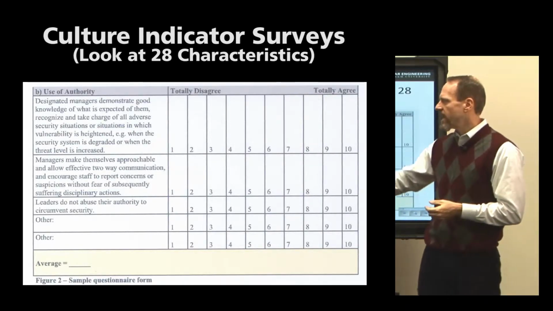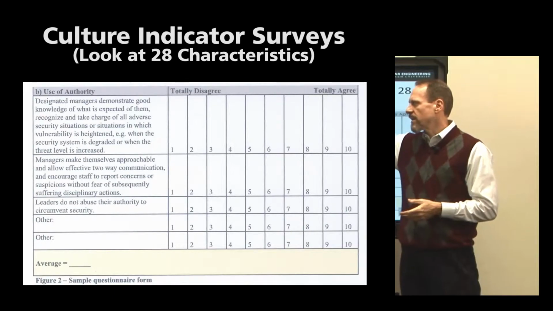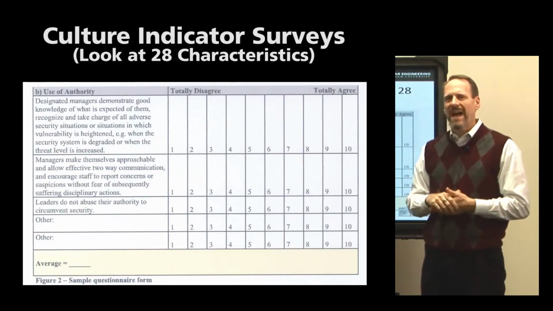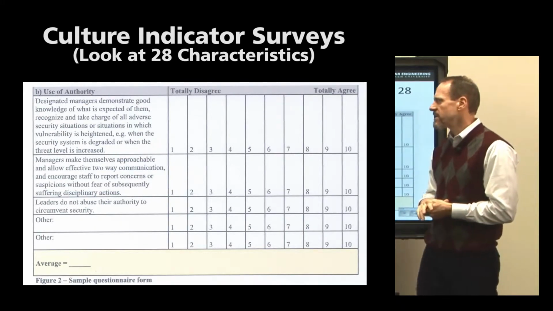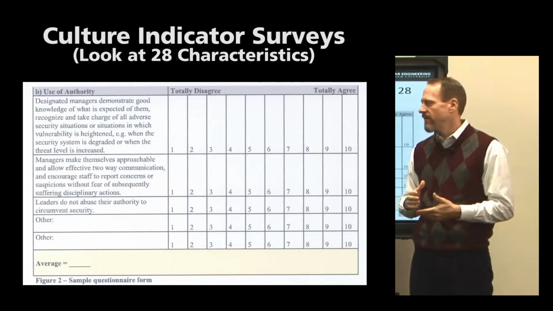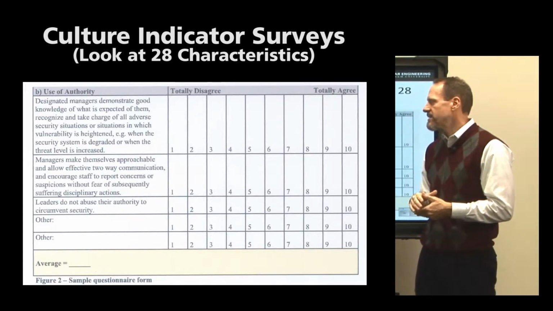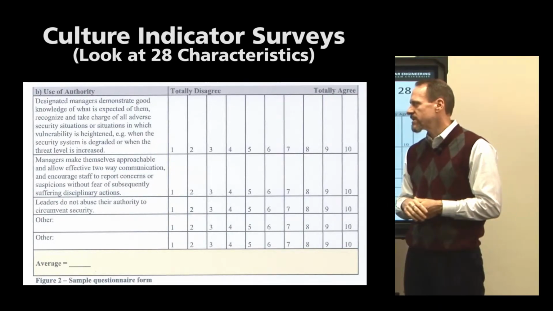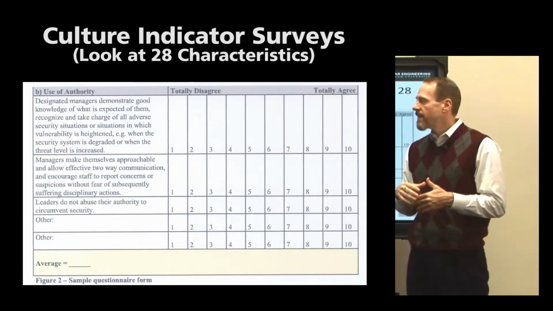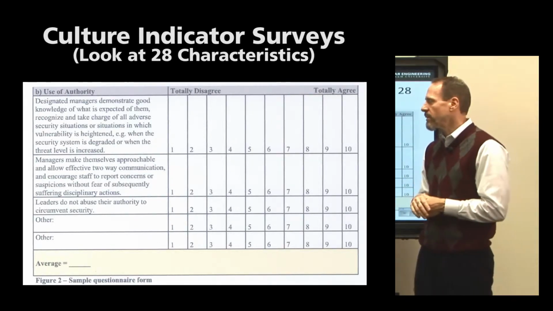And so in that, you might have, for instance, various characteristics like the use of authority, and you might have certain questions or areas you might ask somebody about that characteristic, like, for instance, do designated managers demonstrate good knowledge of what is expected of them? Do they recognize and take charge of all adverse security situations or situations in which vulnerability is heightened? That says something about their use of authority when they do that.